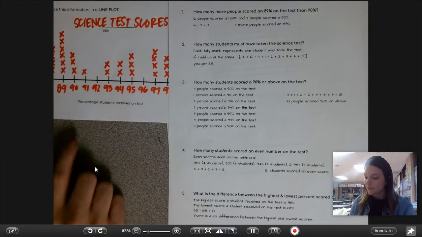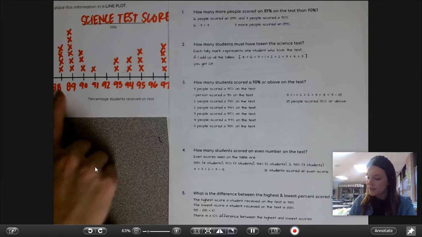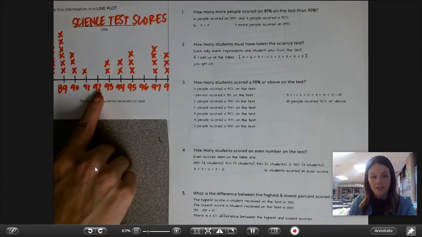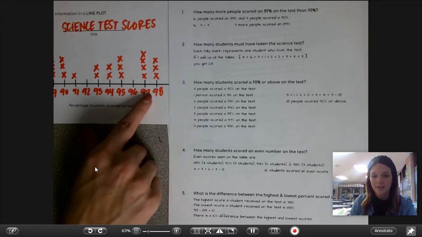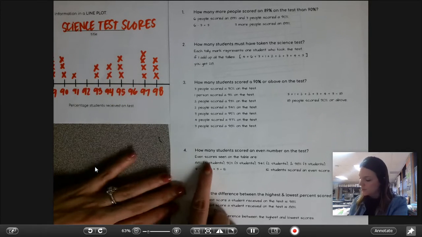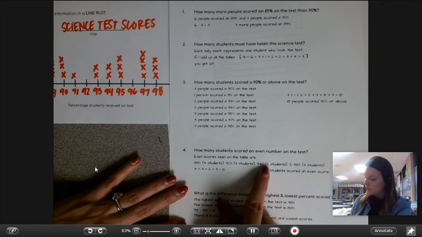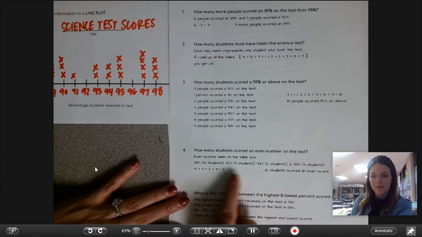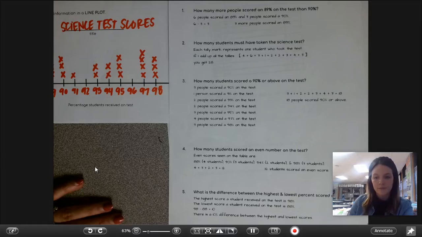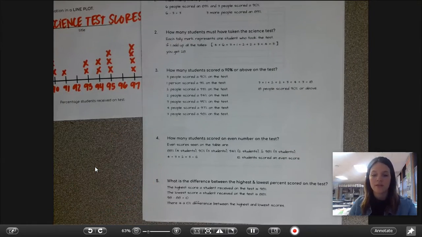Number 4, how many students scored an even number on the test? I know that even numbers have an even number in the ones place, so that would be 88 and 90, 92, but unfortunately no one got that, 94, 96, which no one else had, and 98. So you can see here are my even scores. 4 kids had 88, 3 had 90, 2 had 94, and 3 had 98. If I add up all those students, then it looks like 12 of them scored an even number on the test.